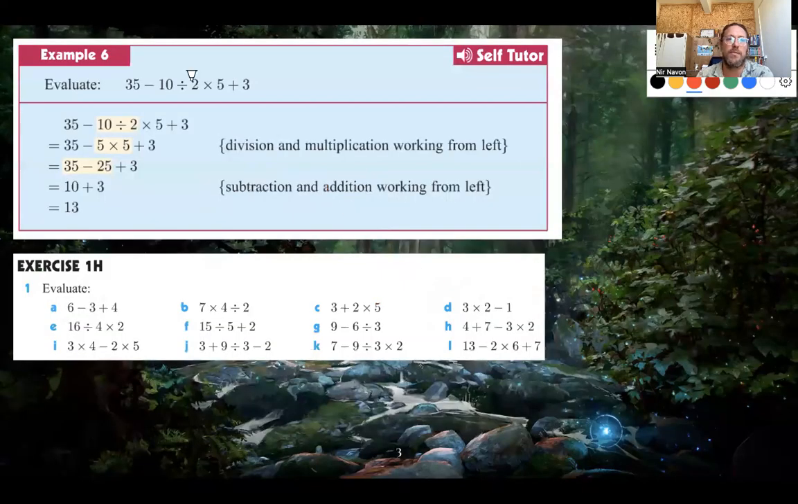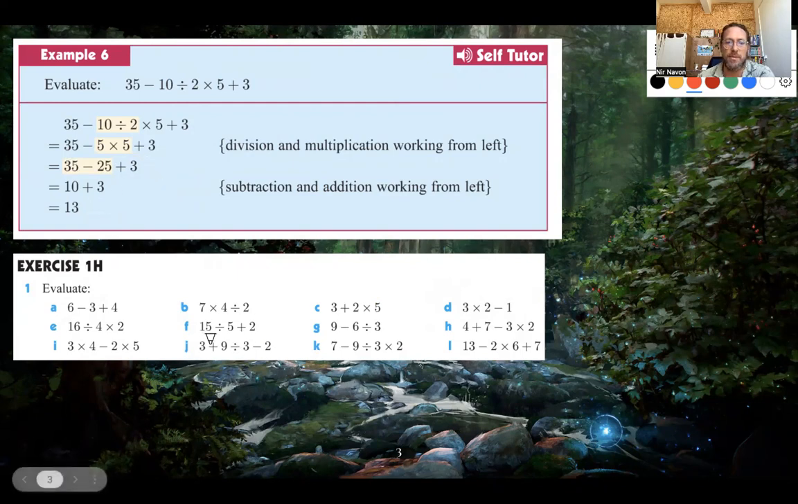Let's see some examples. Here we identify a subtraction, division, multiplication, addition. First we start with the division and multiplication, working from left to right. 10 divided by 2 gives us 5, times 5 is 25, and then again we have subtraction and addition, and we work from left to right.